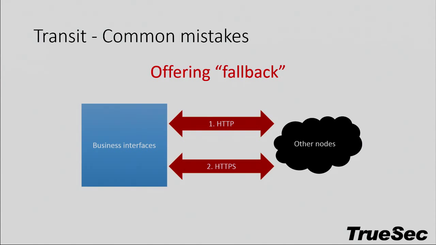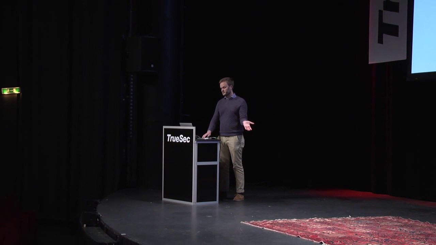Same goes for the fallback situation, where you offer both HTTP and HTTPS. A lot of people don't realize that even if they think they only have HTTPS, they often have port 80 with HTTP enabled as well. And if you're offering the fallback, it's even easier to block out the traffic over HTTPS and fall back to using HTTP.